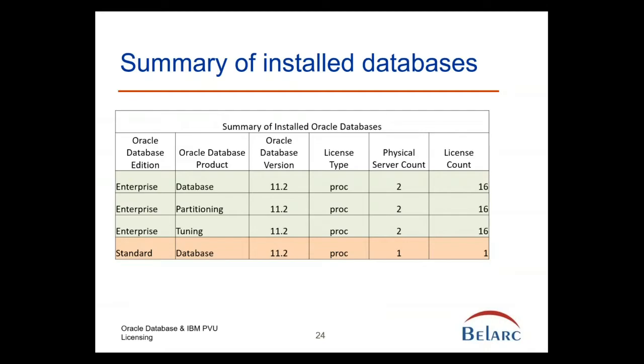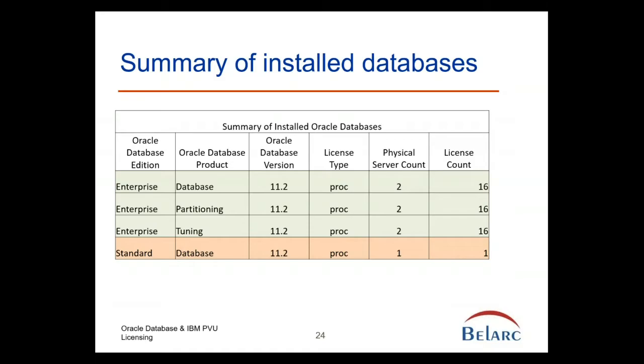Once we've finished all of our discovery, the final thing that we do is summarize the installations that we have. What we need to do is summarize the products. So we just end up with a single row for each product with the normal edition, product, and version information along with the license type we're using. The license count column on the far right is the sum of all the rows for that product. We also put the physical server count column here just because it seems to be something that people always want to know. You don't actually need to know that for your licensing result, but it can be useful for scope purposes.